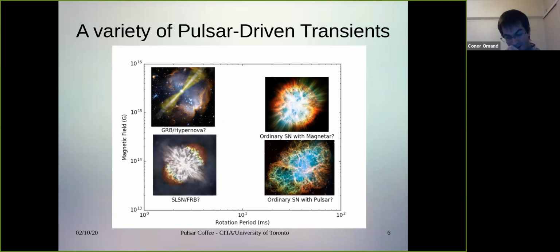And also, people who have been studying FRBs have suggested that their progenitors might be neutron stars, and usually place their parameters somewhere in this region of about 1 millisecond and 10^13 to 10^14 Gauss magnetic fields. And then as you increase the spin period above, say, 10 milliseconds, the rotational energy of the pulsar becomes lower than the traditional explosion energy of 10^51 ergs. And so you can get these ordinary supernovae, but of course you'll still have a magnetar or pulsar in the center of them.